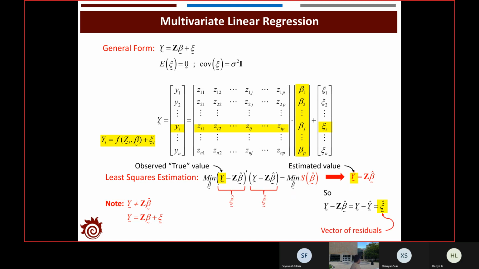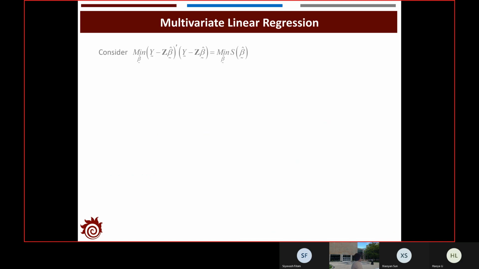So with that, the least square estimator would just be the minimum value of the residual, the sum of the squares of the residuals. And now let's see how we're going to use this least square estimator to find the equations to calculate the beta values.